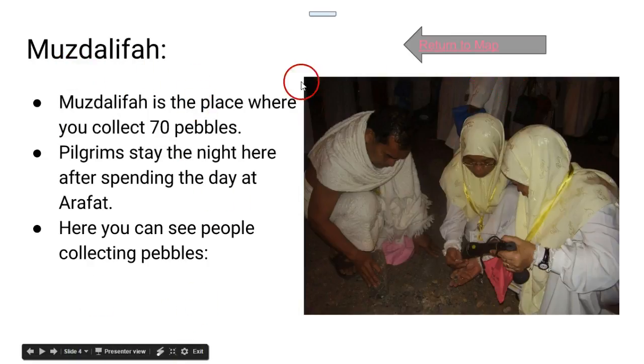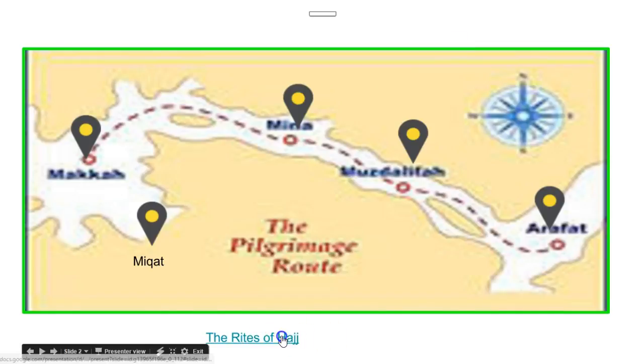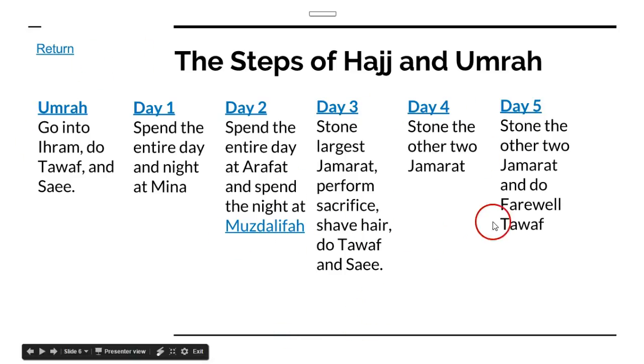You can also return back to the map and go to the rites of Hajj. This could be the last page in your presentation, where it breaks down the different things that are transpiring throughout the Hajj or throughout the Umrah. And then you can have various links. So you can go here, Umrah, and then the various links to the description of how it's supposed to be performed. That's just an example.